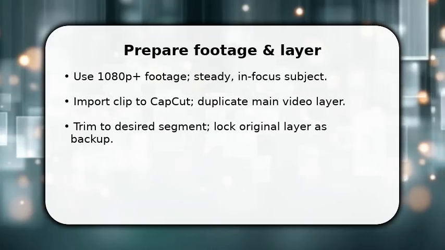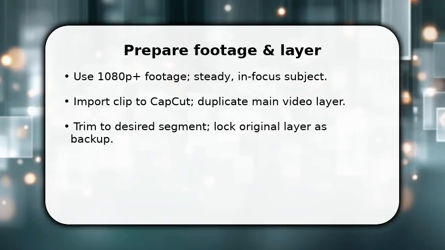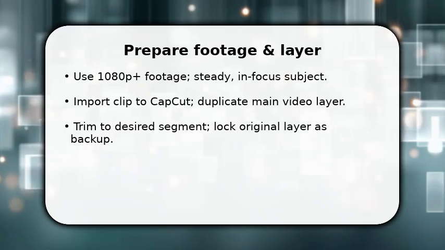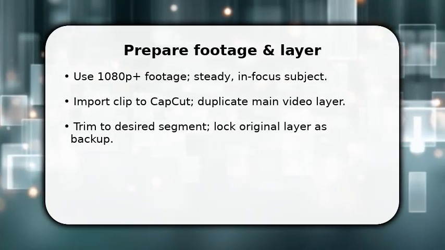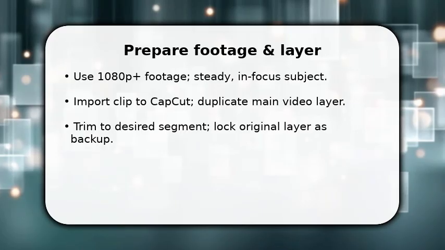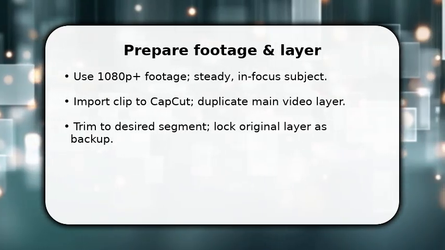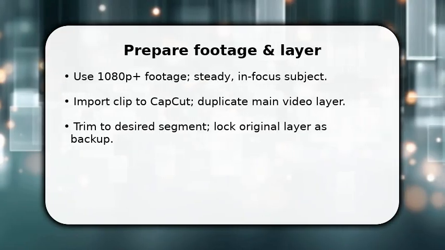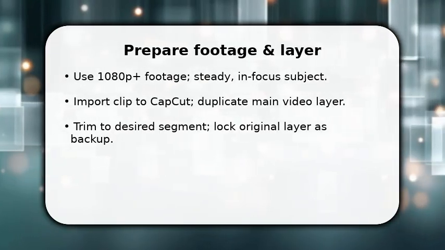You start by importing your chosen clip and immediately duplicate the main track so you can work non-destructively. Once done, trim to the exact segment you want the bokeh on and lock the backup layer to avoid accidental edits. Make sure the subject is isolated in the frame. Capcut performs best with clear foreground separation.